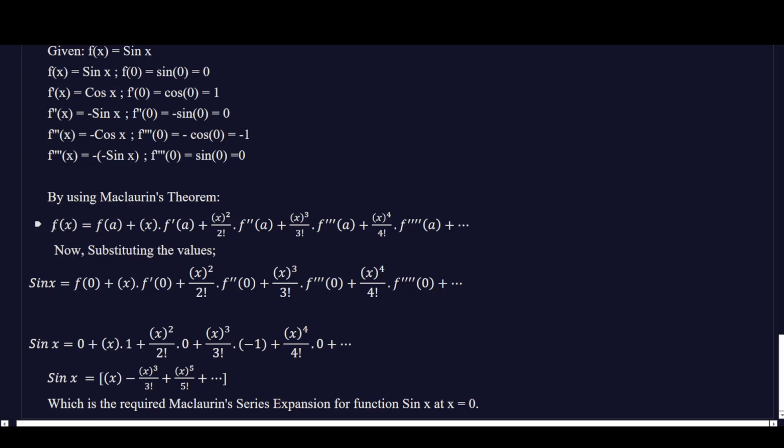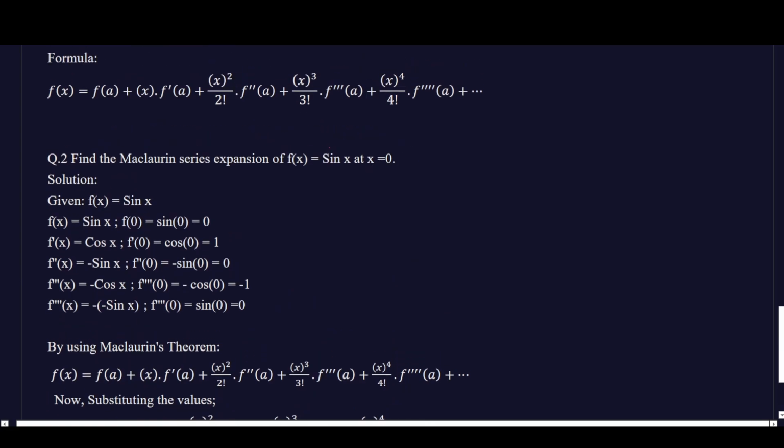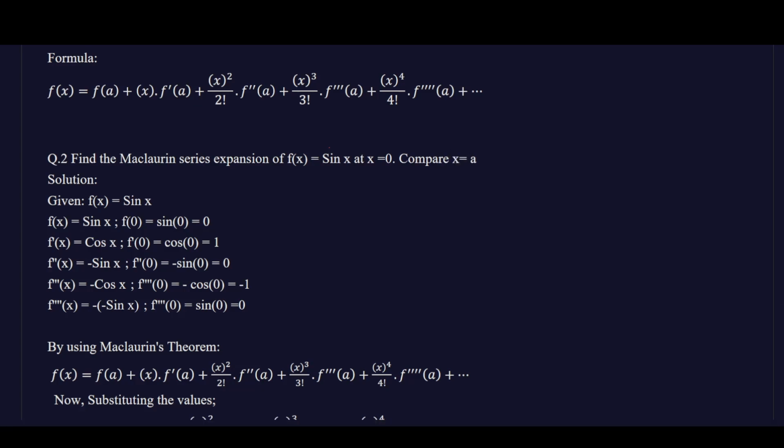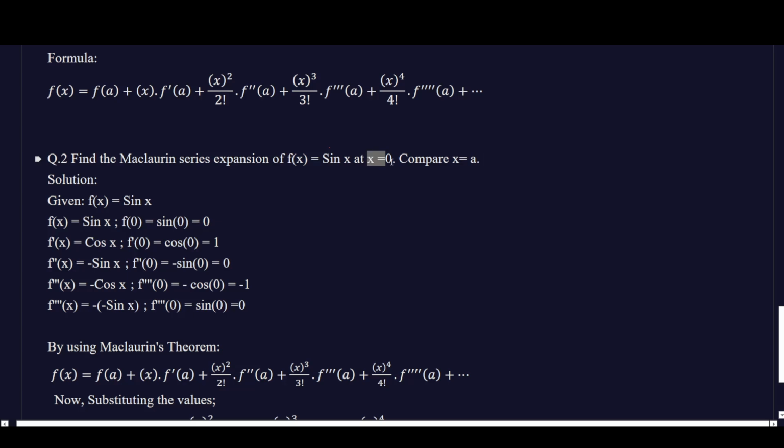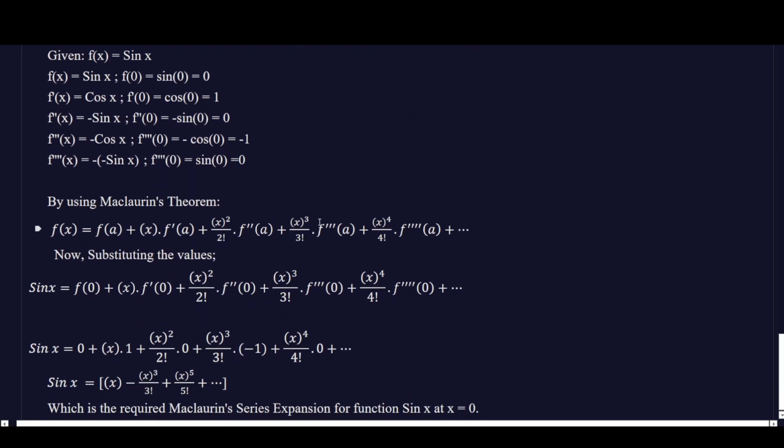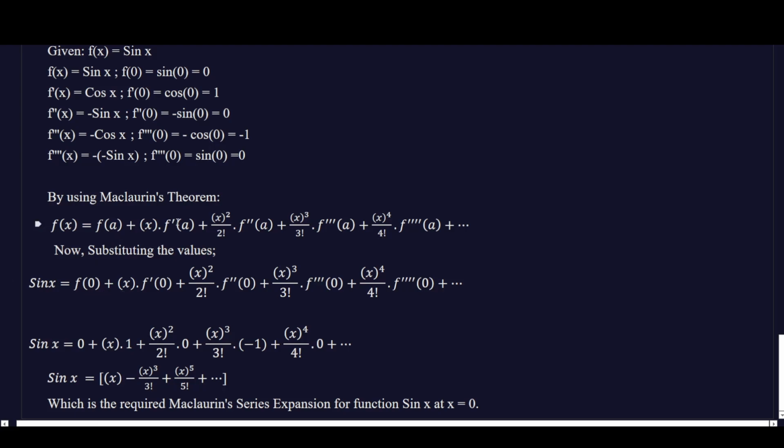Now we will use Maclaurin's theorem. We will substitute the above obtained values in the Maclaurin's theorem formula. Just compare x equals 0 with x equals a. If we compare them, we get the value of a as 0. So f of a becomes f of 0, likewise f dash a, f double dash a, f triple dash a, and f 4 dash a, plus dot dot dot, and the series will continue like this.